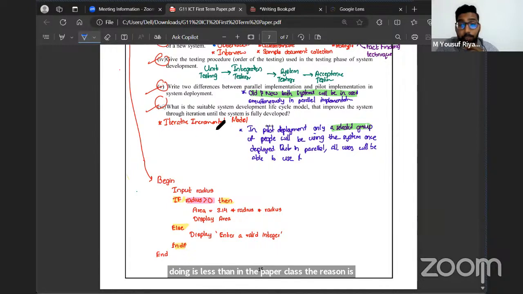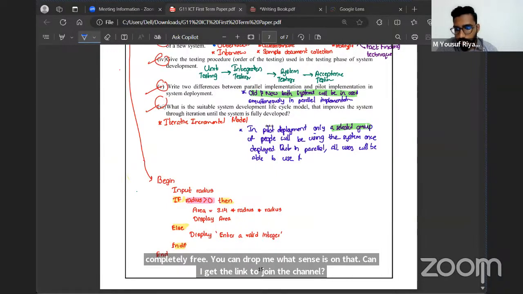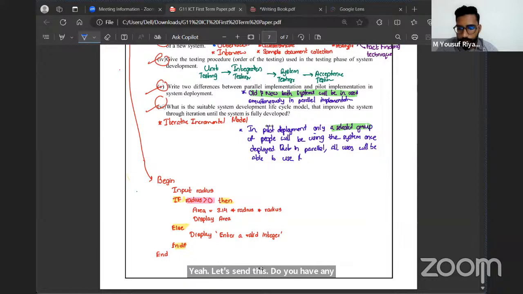How to join? Fees? It's completely free. You can drop me a WhatsApp message on that. Can I get the link to join the channel? Yes, I'll send it in the chat. Check it. If you have any questions, drop them in the chat. Others, if you want to go back, you can come for the grade 10 session, or if you want, I can leave as well. Your wish. What is free? The paper class is free until your levels. I mean, basically, it's completely free. It'll happen every Monday, if you want to join. Online, yes, only online.